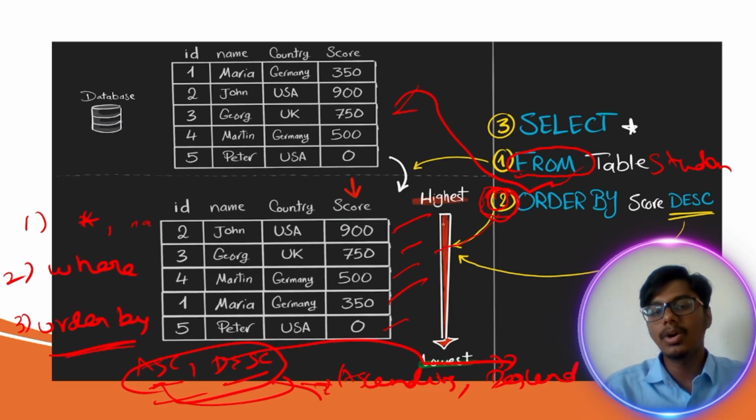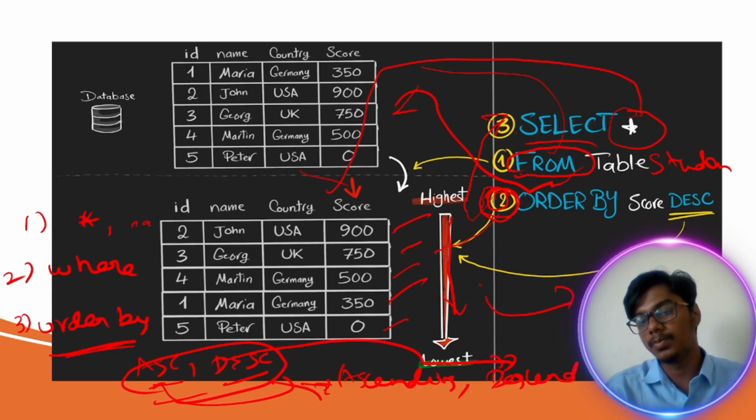Okay, now the order has been arranged. Later we get into the third command called SELECT. SELECT will select which columns I want. I want all the columns, so I retrieve all the columns from the table in the database as the output.